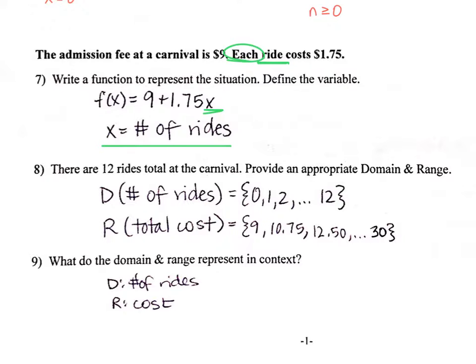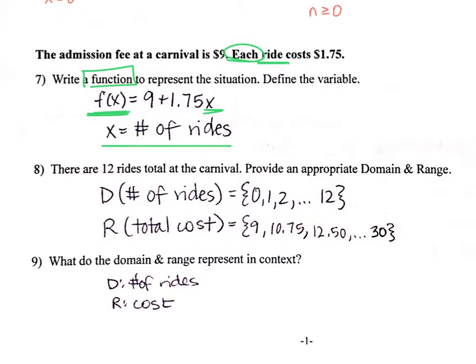When you write a function, since it says function, we need to write f of x, so make sure that's the beginning of your equation. Number 8 says there are 12 total rides at the carnival. Provide an appropriate domain and range. So domain is your number of rides.